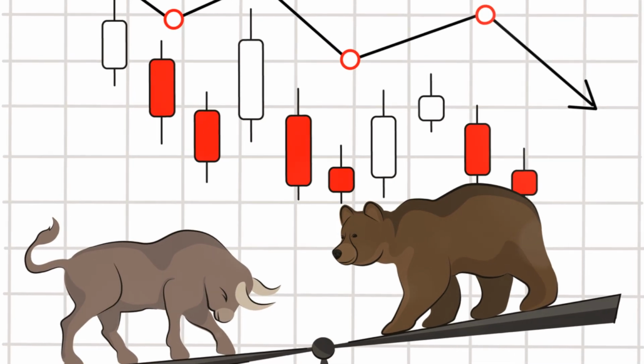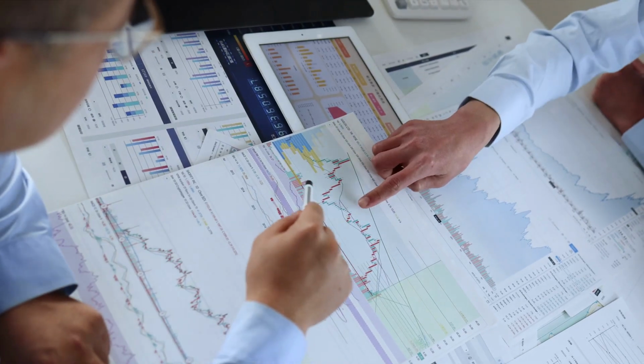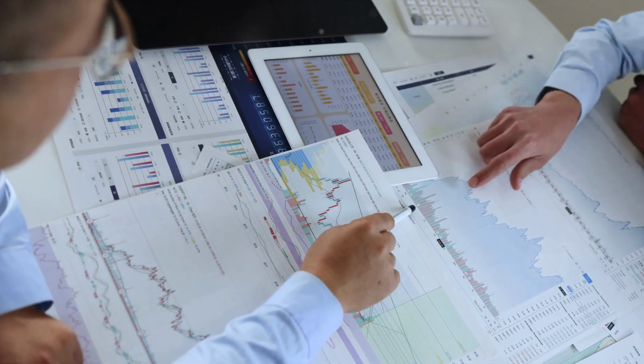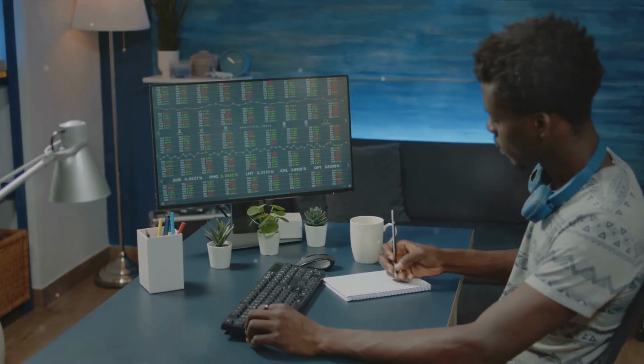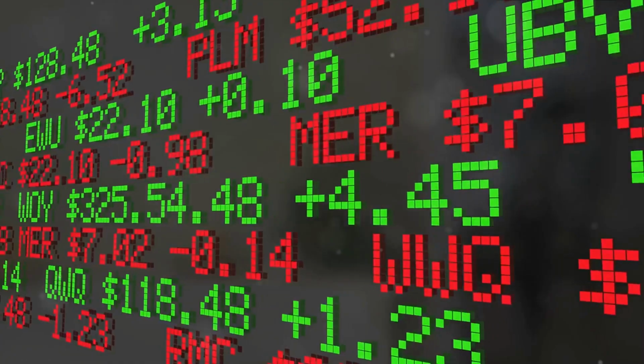Because recognizing a bear market can help you make informed decisions about your investments. Whether you decide to sell, hold, or perhaps even buy more depends on your personal investment strategy, risk tolerance, and financial goals. Remember, even in a bear market, there are opportunities.